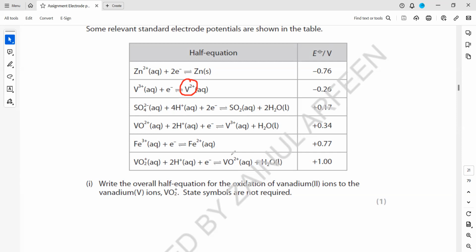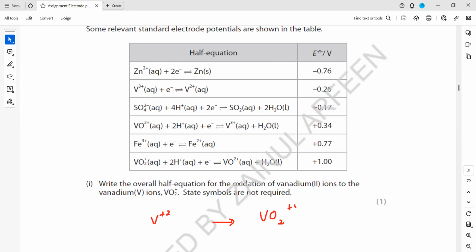And this equation. So write the overall half equation for oxidation of vanadium 2; we have vanadium 2 and we want to convert it into vanadium 5. VO2 with a plus charge: each oxygen is -2, so 2 oxygens will be -4, so vanadium will be +5, so that the net charge equals +1.